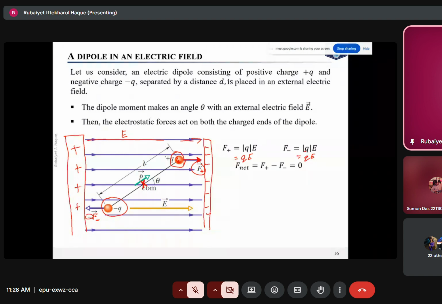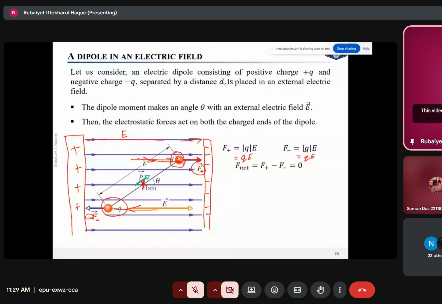But if you see the line of application of the force, with respect to this particular center of the dipole, here the force is acting in this particular line, here the force is acting in this particular line. If you see, they are not aligned with the center. As a result, what will happen? It will experience a torque. That's the main idea, because the line of application of the two different forces is not in the same line. As a result, it will experience a torque.